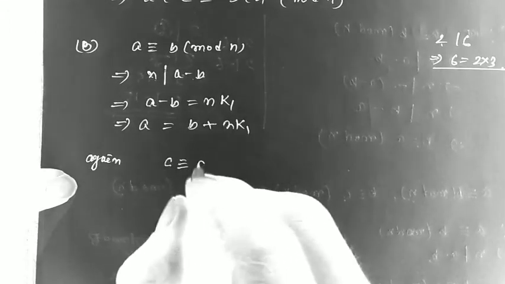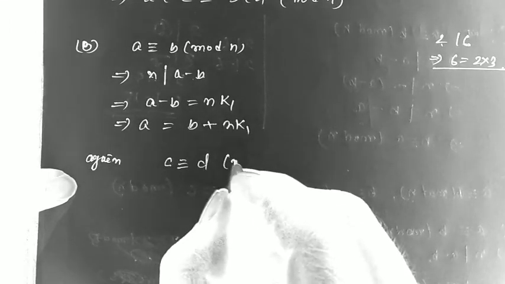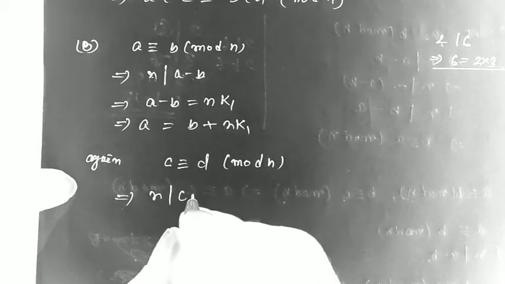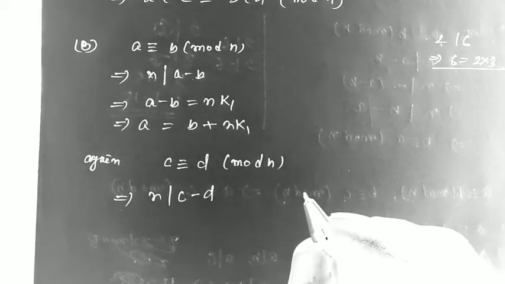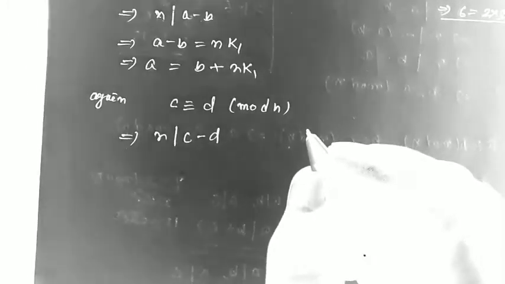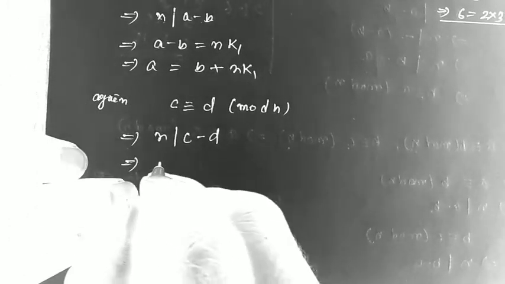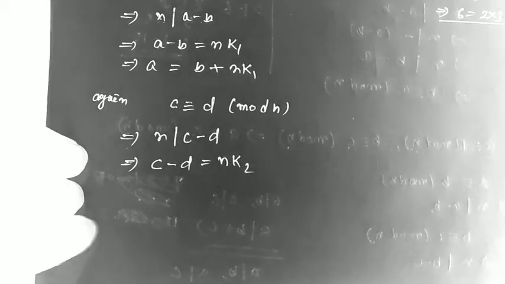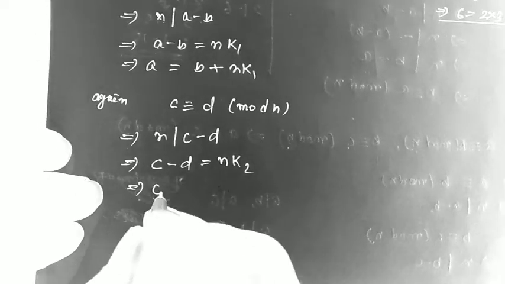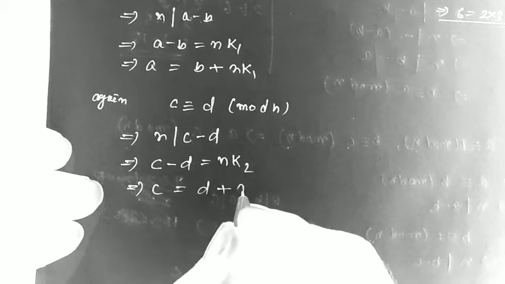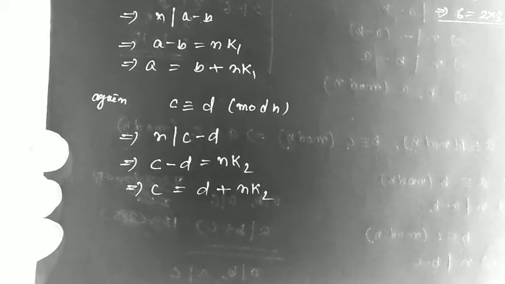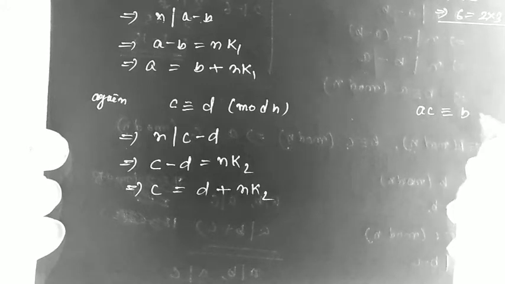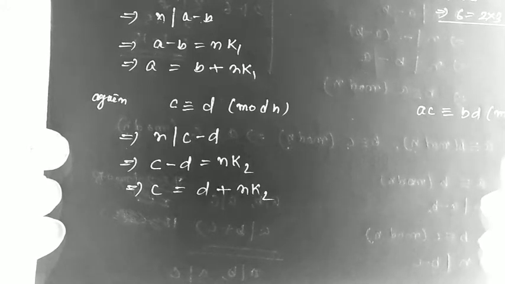Again, C is congruent to D with modulo n. Then we can write n divides C minus D. N divides C minus D means C minus D is equal to n into something, and this is taken as n into K2. So C can be written as D plus n into K2. Now we need to prove that AC is congruent to BD mod n.